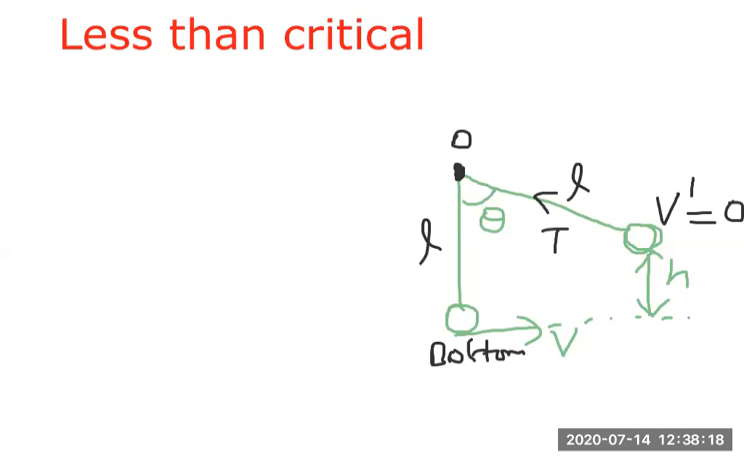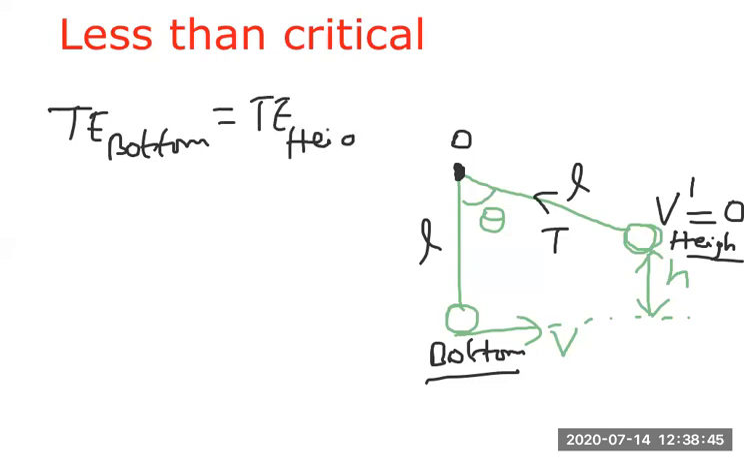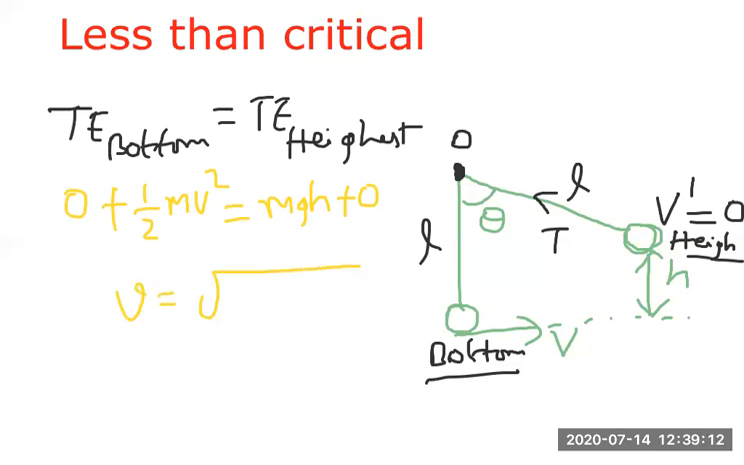One thing is clear: from the law of conservation of energy, this is the highest point we can rise to. So we have two positions, the bottom position and the highest position. Total energy at the bottom must be equal to total energy at the highest position. Potential energy at the bottom we can take as zero, and kinetic energy at the bottom is half mv square. At a height h, potential energy is mgh and kinetic energy is zero. So from here, v is equal to square root of 2gh.